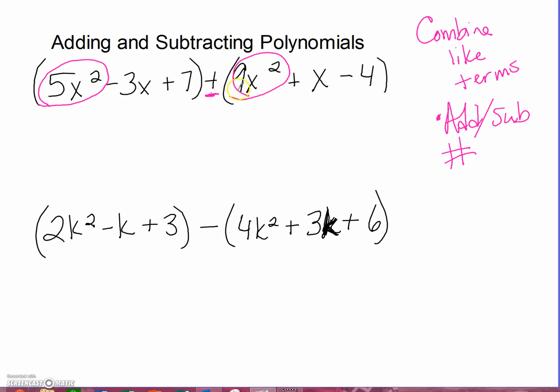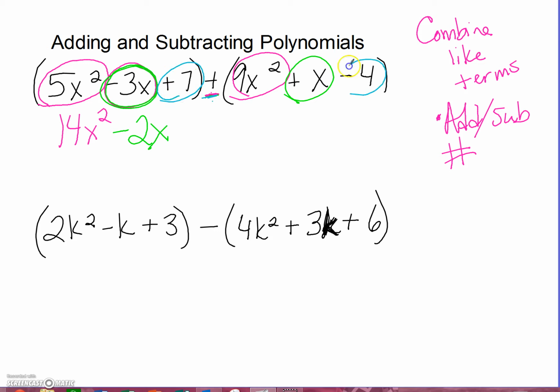So 5 plus 9 should give me 14x squared. Then bring that down. Use a different color. We have negative 3x plus x. Negative 3x plus x should give you negative 2x. Let's change colors again. Then we're left with 7 plus negative 4, which should leave me with plus 3. And you're done. That's as far as we can go right now.